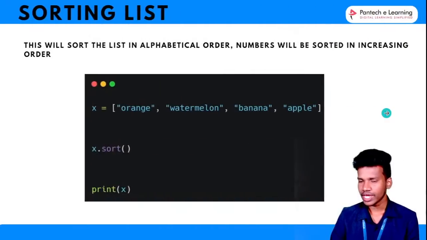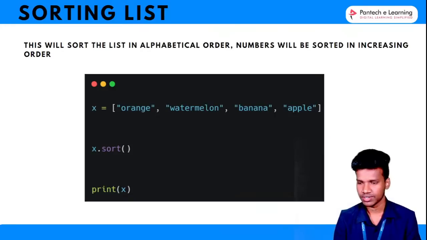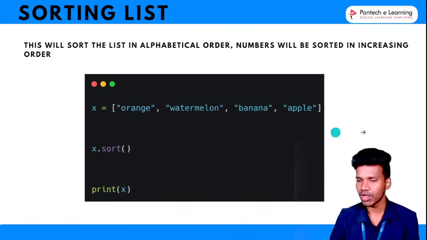So next one is sorting a list. Sorting a list is arranging my items in ascending order, like alphabetical order. Alphabetical order means starting with A till Z. So A, B, C, D, my list will be arranged alphabetically. That means apple will be mentioned first, the second one is banana, the third one is orange, the fourth one is watermelon. That is my sorting, the alphabetical order in which my list will be arranged.